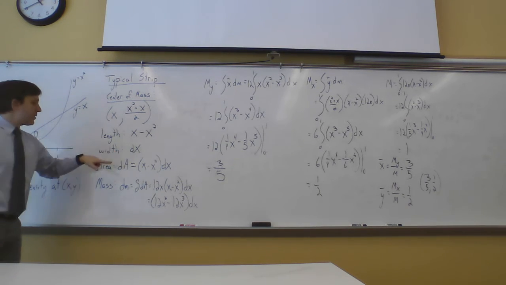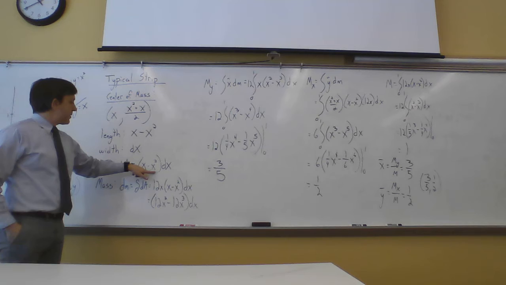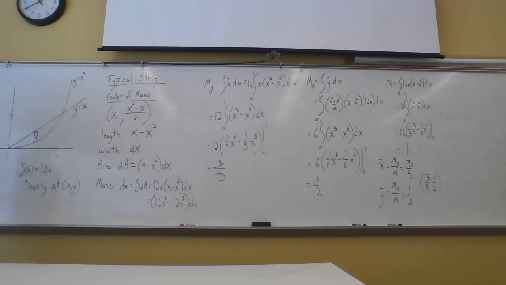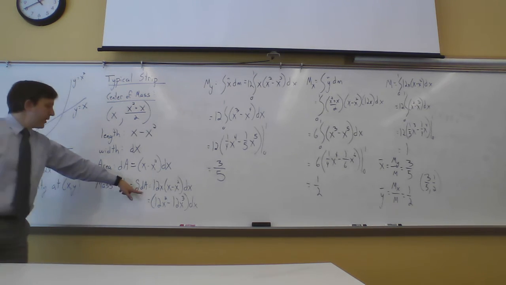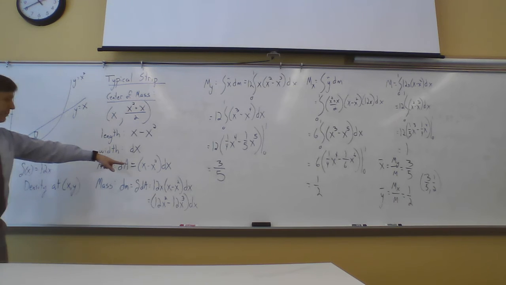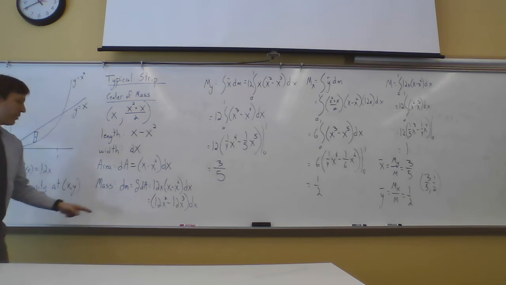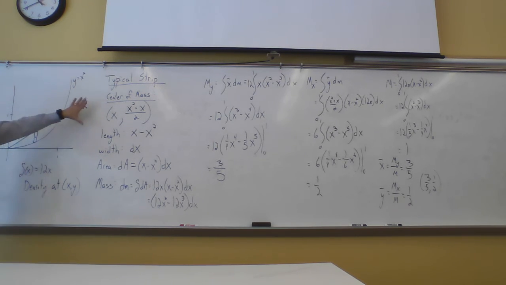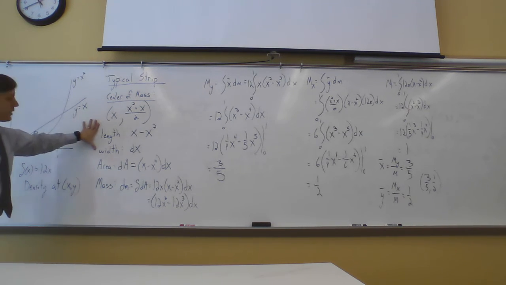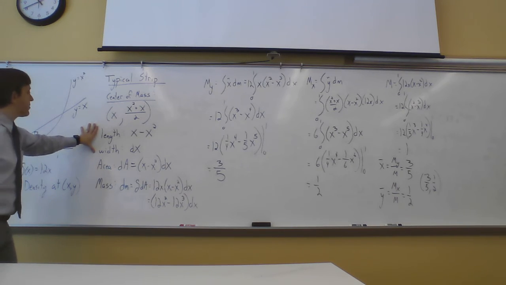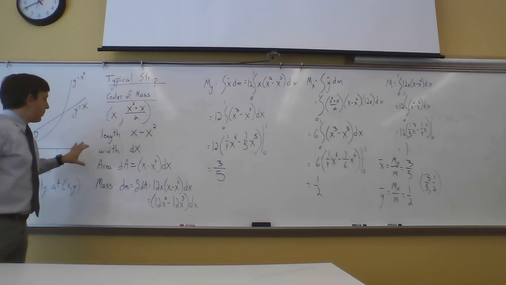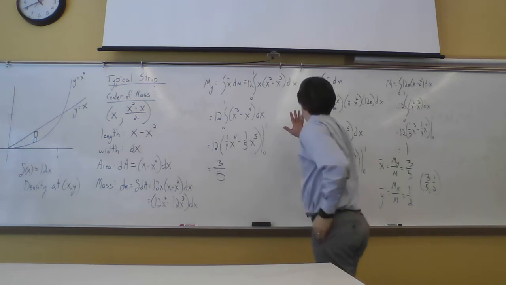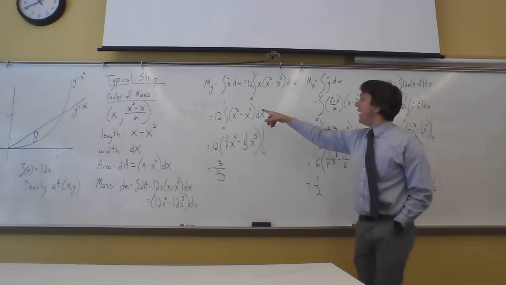Its width is dx, so its area function is (x minus x squared) dx, which means that its mass function, dm, is my density times the area, so 12x times (x minus x squared) dx, or (12x squared minus 12x cubed) dx. All right, so now that I have all this information for a typical strip, you really want to start here. Start with your typical strip. Figure out where its center is, its length, its width, then put together its area and its mass.